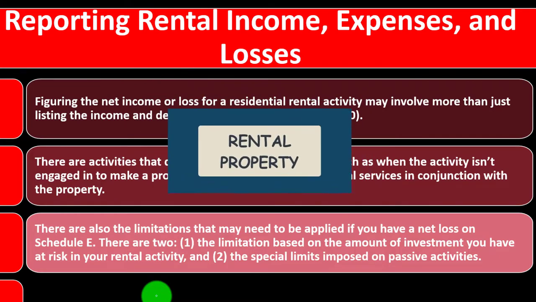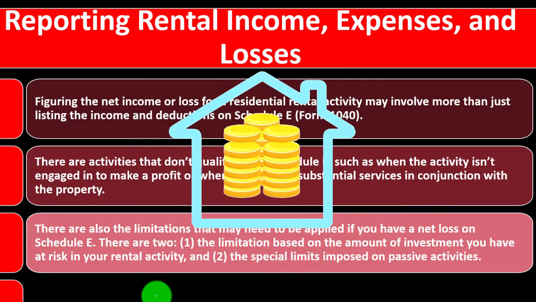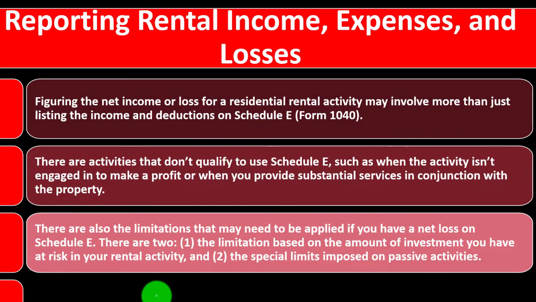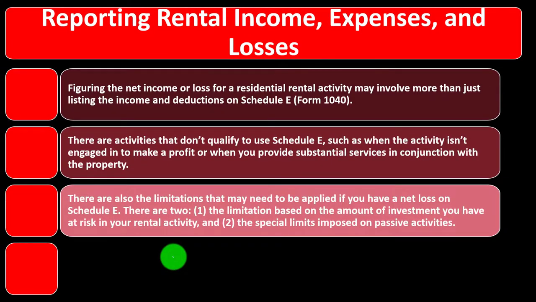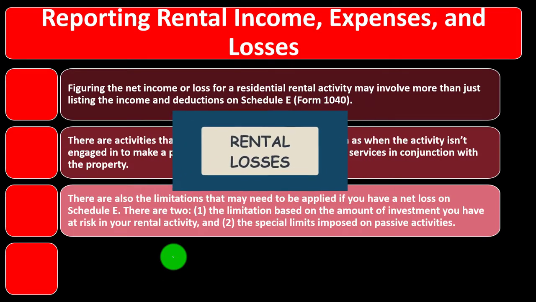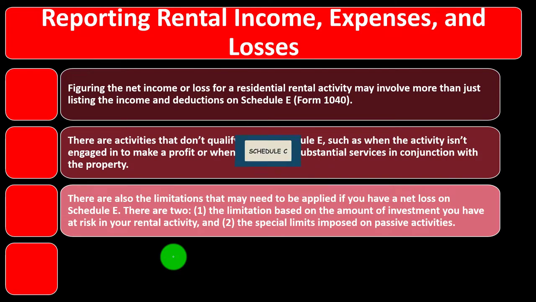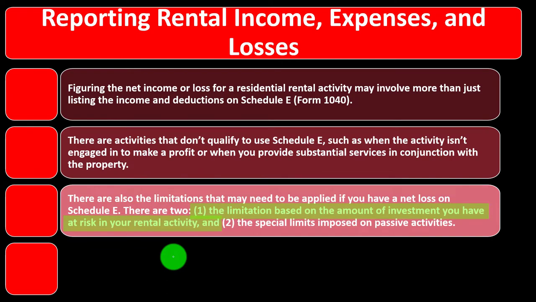but we're also in it to basically have an increase in the value of the property, which is more of a passive kind of activity. And so you can imagine they would be more skeptical that as we're just investing in the property for the property value to hopefully go up over time, we're writing off losses for rental losses. So they might limit the amount of losses more stringently on rental property than possibly on other types of businesses like a Schedule C type of business. So there are two: one, the limitation based on the amount of investment you have at risk in your rental activity, and two, the special limits imposed on passive activities.